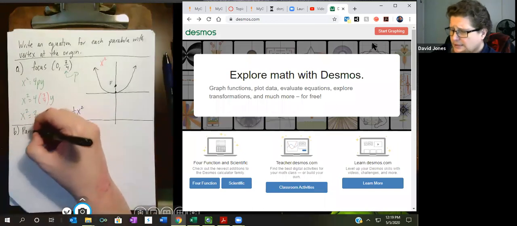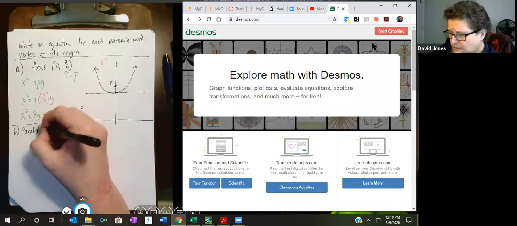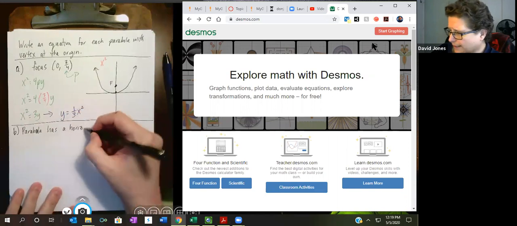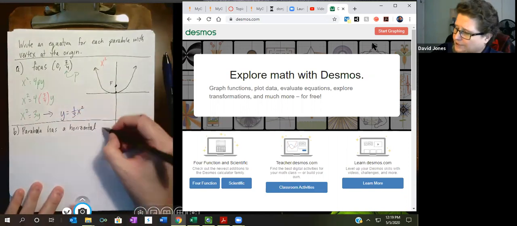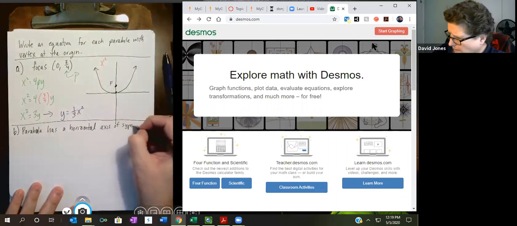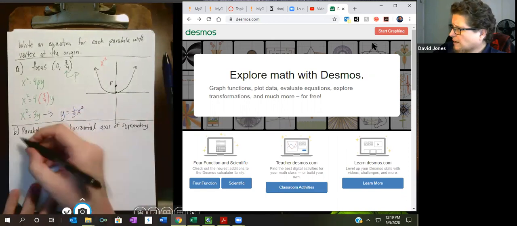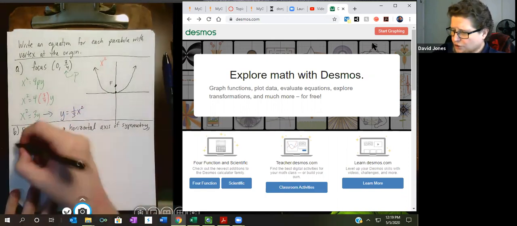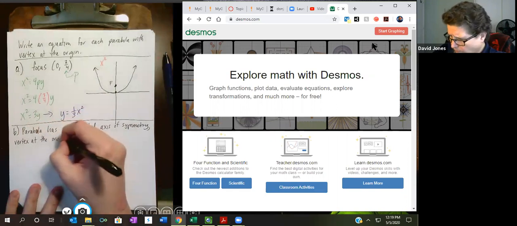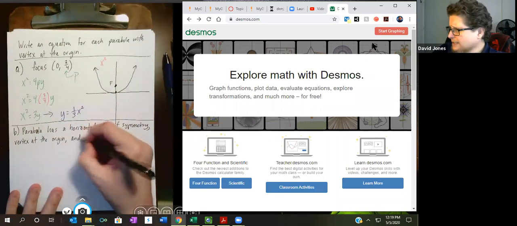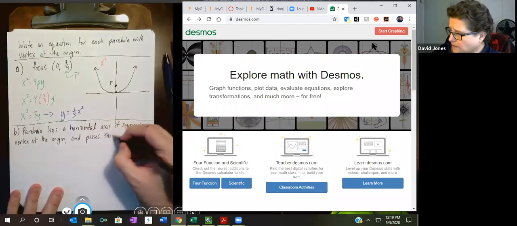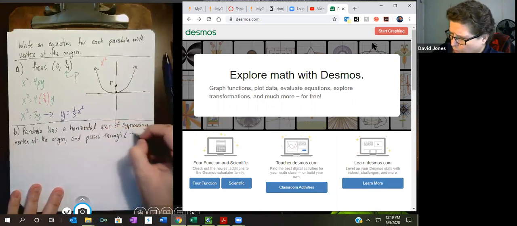Parabola has a horizontal, well, maybe this one's a little bit more complicated than the last one. We should do it together. Has a horizontal axis of symmetry. Vertex at the origin. And passes through -4, -8.